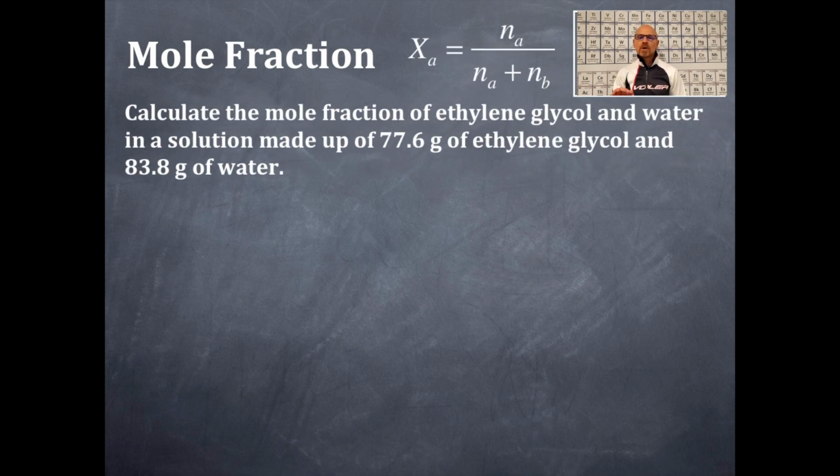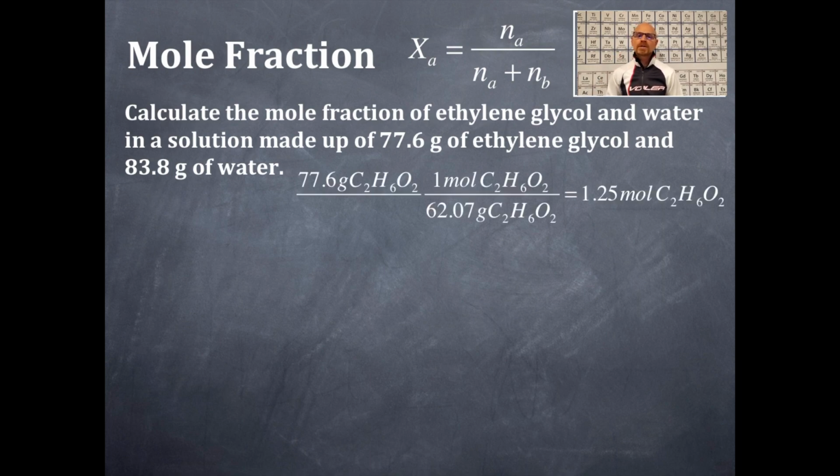We're going to calculate the mole fraction of ethylene glycol in water in a solution made up of 77.6 grams of ethylene glycol and 83.8 grams of water. So the first thing we're going to do is calculate the moles of ethylene glycol and the moles of water. Here is the moles of ethylene glycol, a little bit of short stoichiometry. We take the mass divided by the molar mass, and we get moles. So now we have 1.25 moles of ethylene glycol.